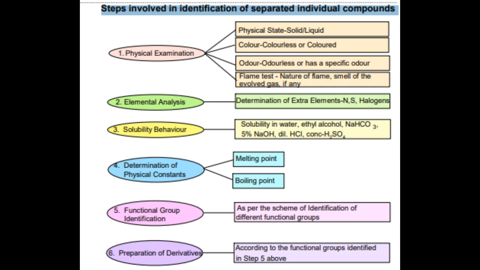1.4.1 Physical examination. A. Physical state. Observe whether the compound is solid or liquid. As generally, you may be provided with a mixture of solid compounds, therefore, the separated compounds will be solids. So, you have to look for its nature as crystalline or amorphous. B. Color. The color of the compound may indicate some likely classes as follows. I. If a compound is colorless, it may be an aldehyde or a ketone.